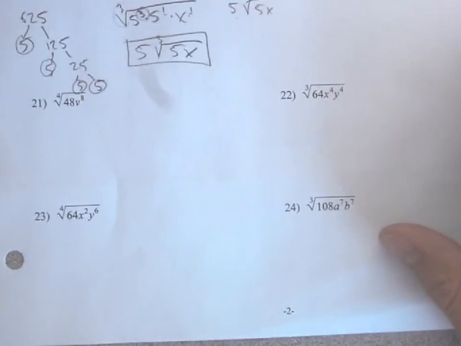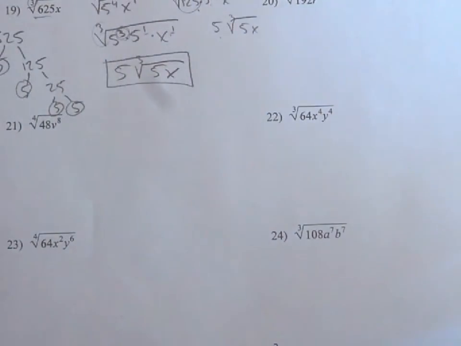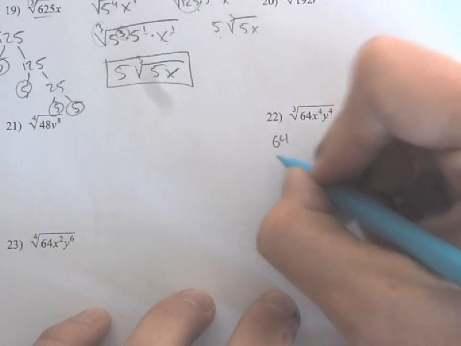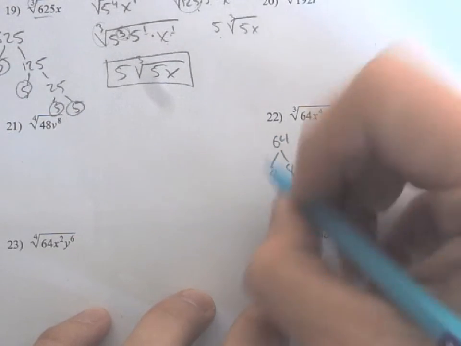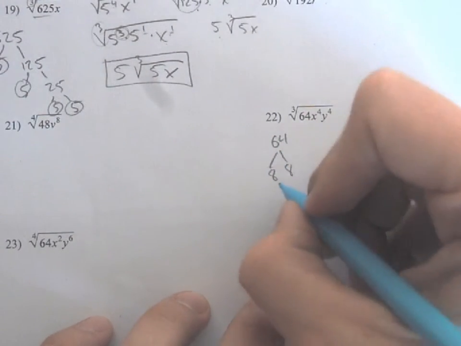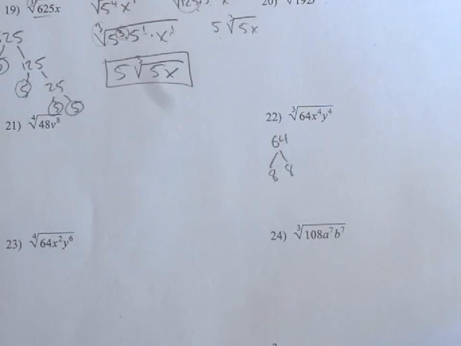All right, let's do a 4th power. Actually, let's do another 3rd power and then we'll do a 4th power. Let's do 22. Okay? So let's factor 64. Okay, it's 8 times 8. It's one way to break it up. Now each of these are actually 2 to the 3rd power.